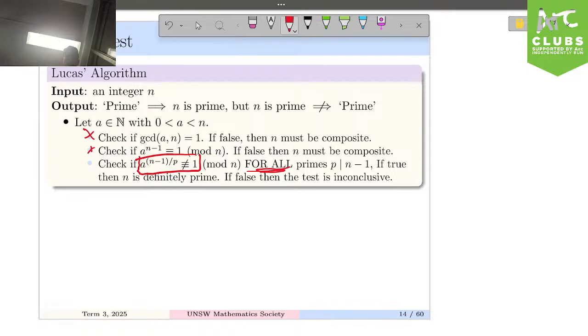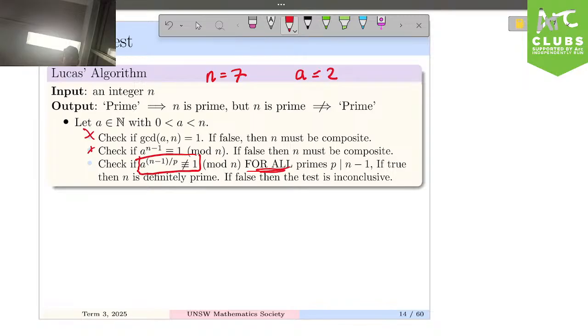If it's true, then it's 100% prime. If it is false, then the test is actually inconclusive. You can't take anything from the test. So let's do an example of this. Let's say n is equal to 7, and I'm calling my witness to the stand, and it's equal to 2.